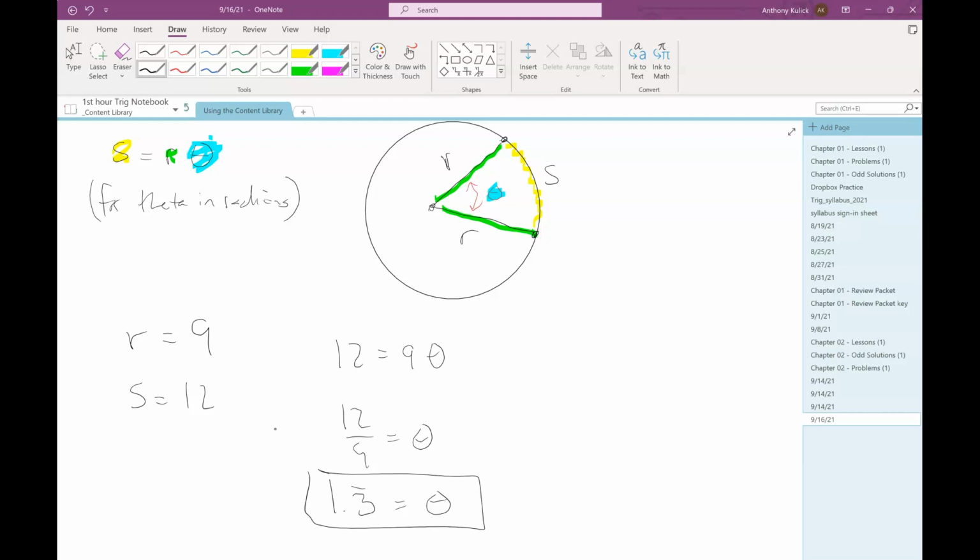Or if we were given, say, the radius is 5 and theta is 2.1 radians or whatever, just type it in our calculator. Is that cool? Seems okay?